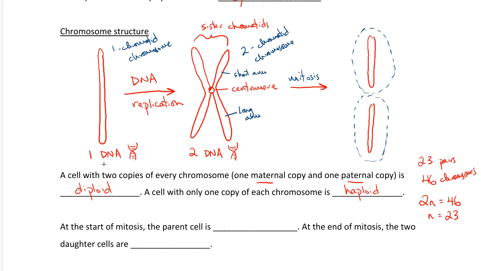At the start of mitosis, the parent cell is diploid. And at the end of mitosis, the 2 daughter cells are still diploid. So there's no change in the ploidy, being what we use to describe the state of being either haploid or diploid. There's no change in the ploidy in mitosis. Okay, so that's an introduction to chromosome structure, serving as the first step in thinking about mitosis.